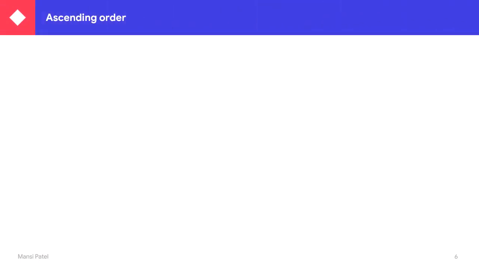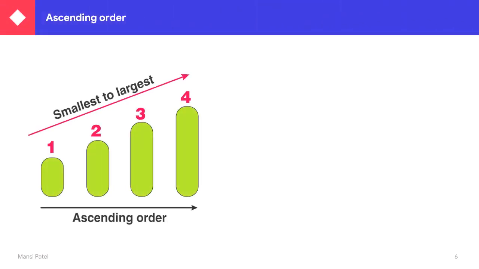One more example for ascending order. See here, I am giving one picture to you. Here are numbers 1, 2, 3 and 4. These numbers are arranged in ascending order. In ascending order, first you have to write down the smallest number, then move to the largest number. So here 1 is the smallest, then 2, then 3 and then 4.